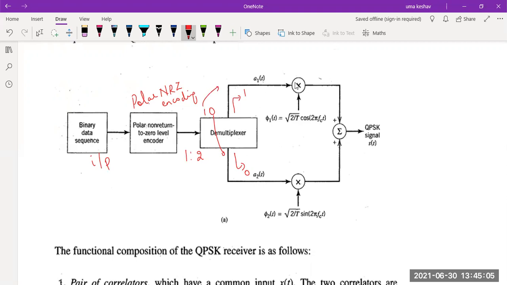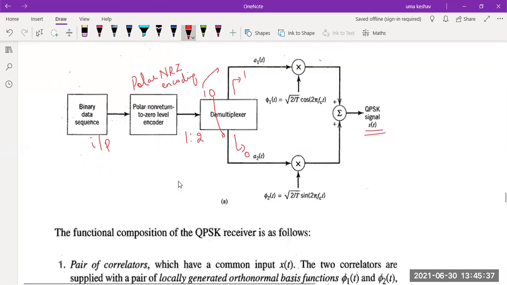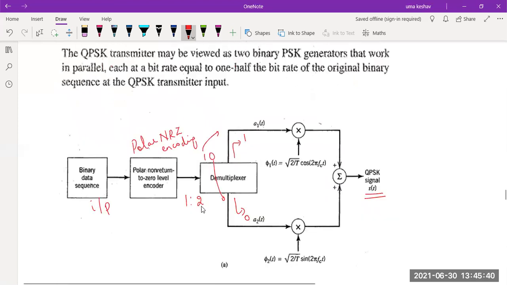And each of these bits will get multiplied with quadrature carriers. The first quadrature carrier, phi1 of t, is root 2 by T cos 2 pi fct. And the second quadrature carrier is phi2 of t, root 2 by T sine 2 pi fct. And both get added to generate the final QPSK signal S of t. So the QPSK signal S of t will be transmitted. Now, as usual, this is the transmitter.